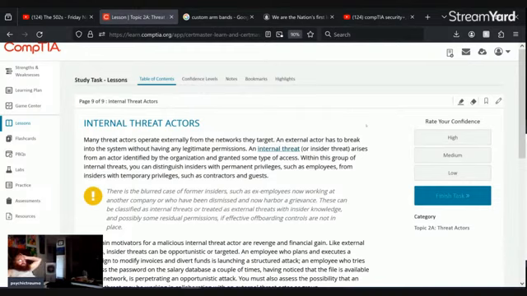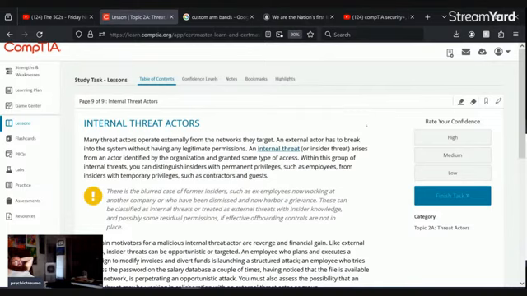Internal threat actors. Many threat actors operate externally from the networks they target. An external actor has to break into the system without having any legitimate permissions. An internal threat or insider threat arises from an actor identified by the organization and granted some type of access.